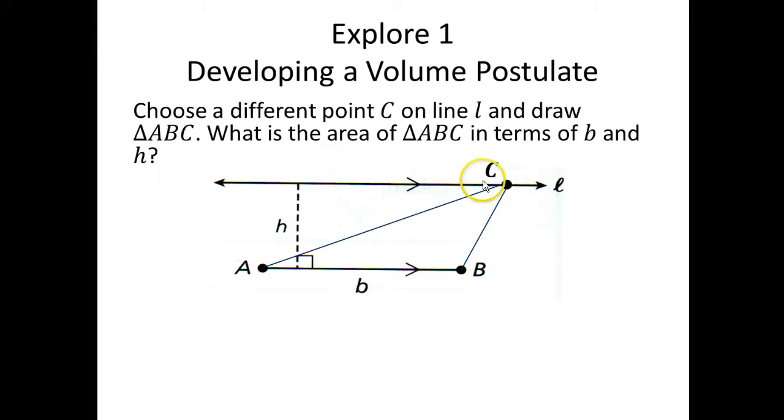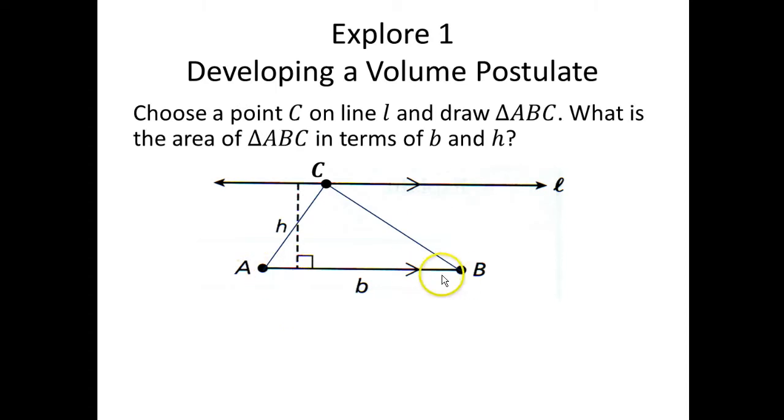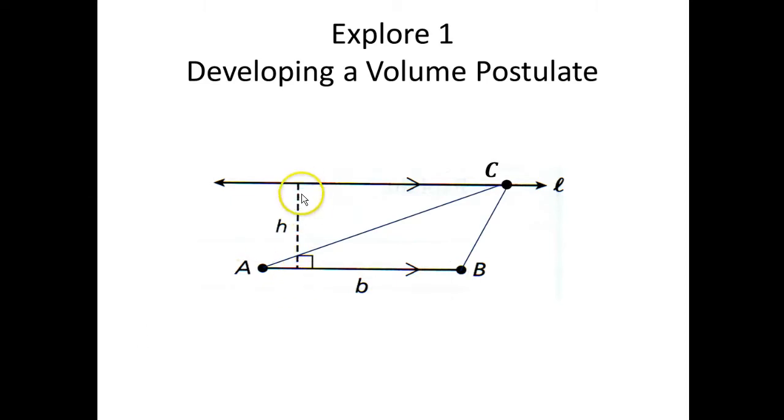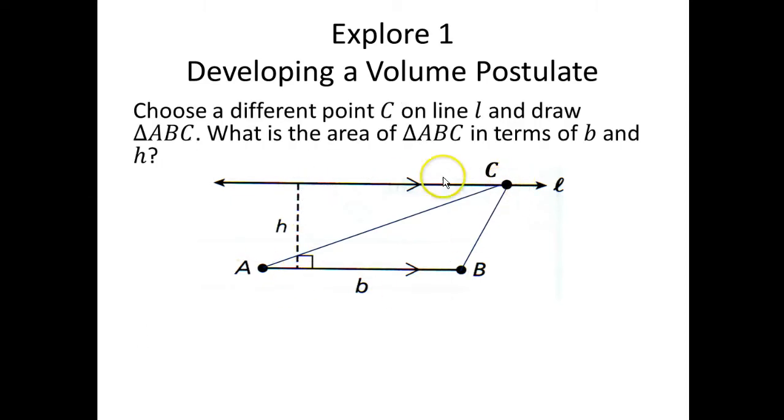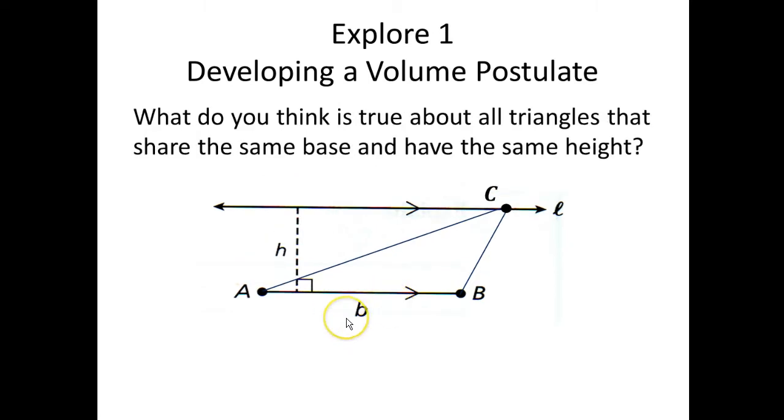Now if we choose a different point C on line L and we draw in triangle ABC once again, notice that the area once again is going to be 1/2 times the length of the base, which is the same length as the base of the triangle from the first slide. So these two triangles have the exact same base. Not only that, but they have the same height, even though we chose a different point C on line L. So in general, if two triangles have the same base and the same height, then they're going to have exactly the same area, since all that goes into the calculation of the area of a triangle is the sides B and H.